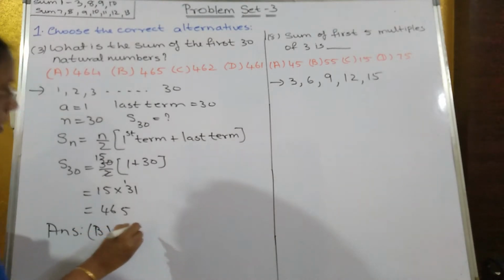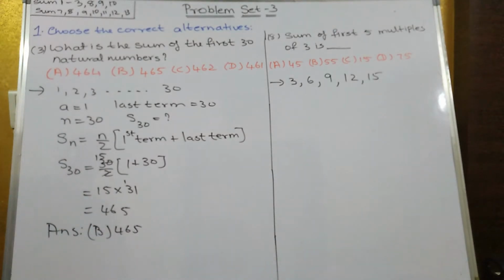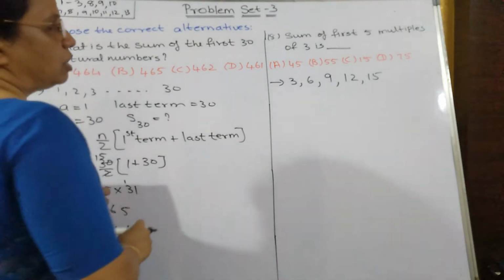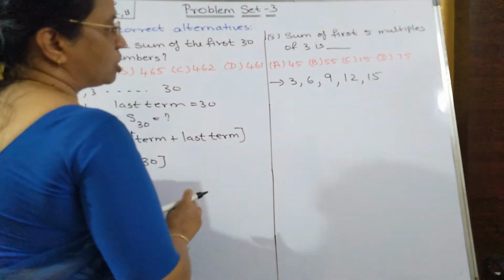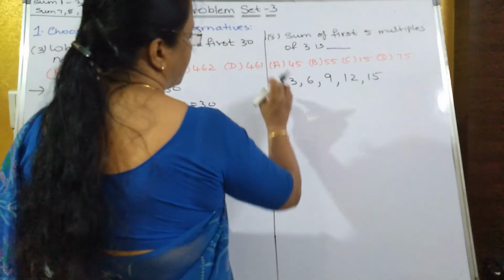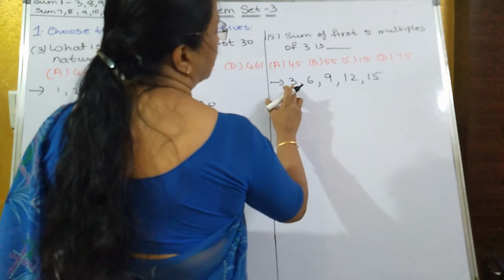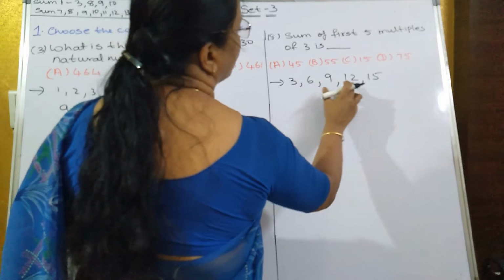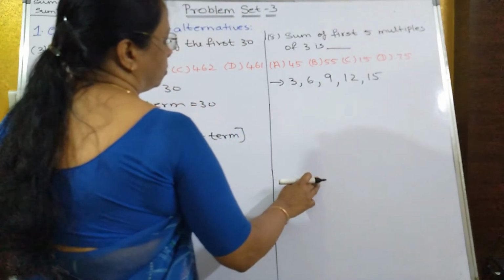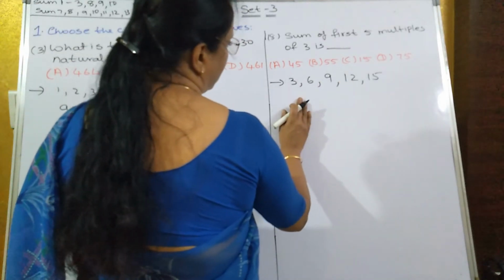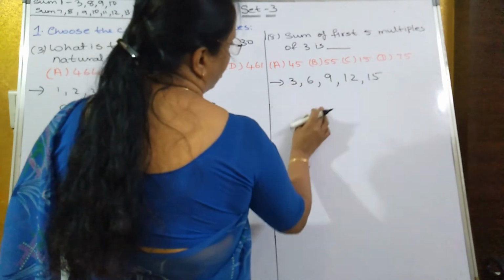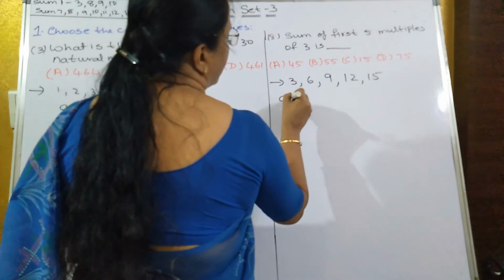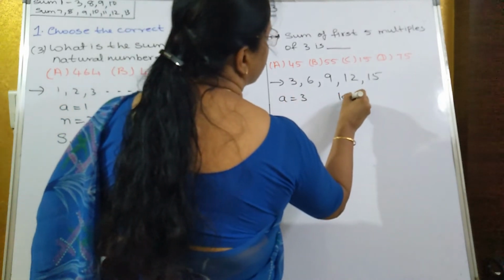465. Now see the eighth sum, sum number 8 of the eighth sum of sum number 1. We have to find out the sum of first 5 multiples of 3. So multiples of 3 we have to find out. Only 5 of them, that is 3, 6, 9, 12 and 15. Only 5. 1, 2, 3, 4, 5 only we are required. Options: A is equal to 45, B is equal to 55, C is equal to 15 and D is equal to 75. Over here A is equal to what? 3. Last term is equal to what?